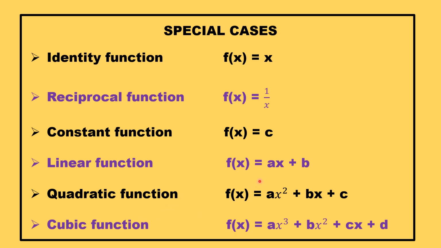In a constant function, the degree is 0. In a linear function, the degree is 1. The quadratic function's degree is 2. The cubic function's degree is 3.